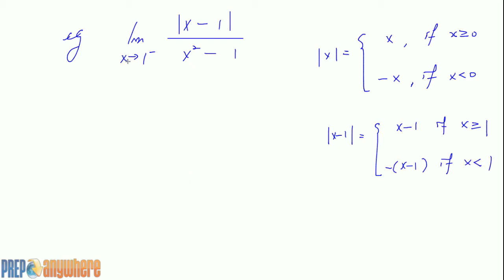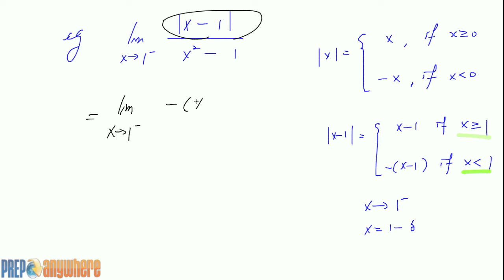Okay. Now, if x is approaching 1 from the left side, which means x is equal to 1 minus some delta, which category do we fall into? X is greater than or equal to 1 or x is less than 1? Less than 1, right? So really, without absolute value, we can replace this with this. So now it makes sense, right?